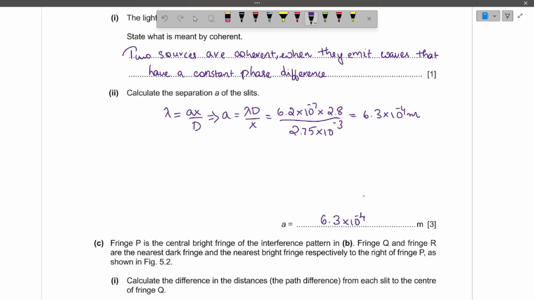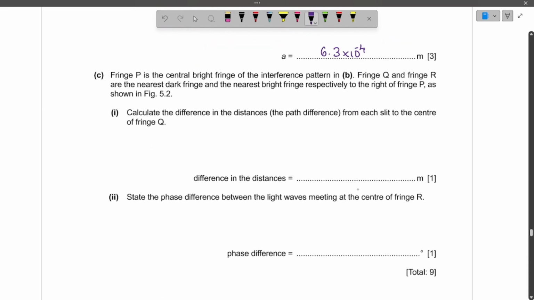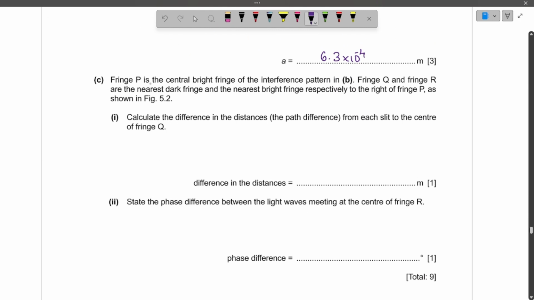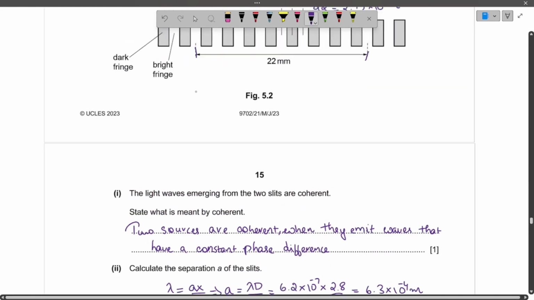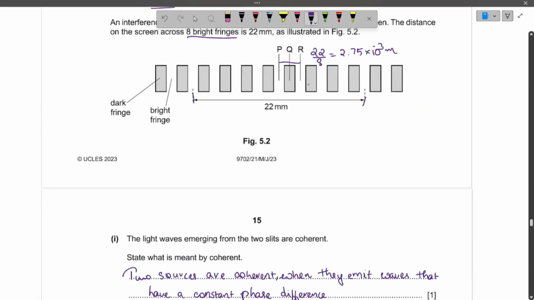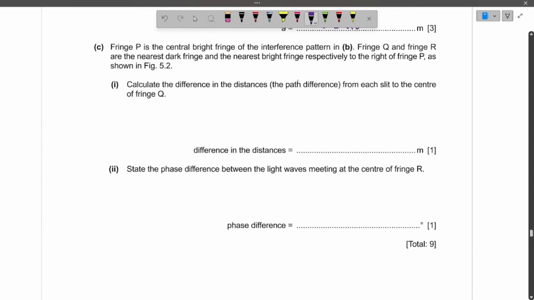So the C part of this question is, fringe P is the central bright fringe of the interference pattern in B. Fringe Q and fringe R are the nearest dark fringe and the nearest bright fringe respectively to the right of fringe P, as shown in figure 5.2. Let's check the figure. P, Q, R. Okay, this is how it is arranged.